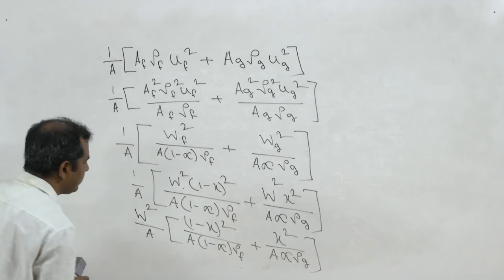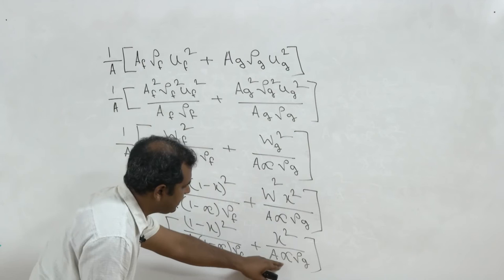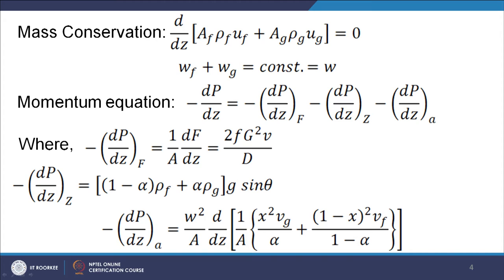So, you can find out it is becoming W square by A into 1 minus x whole square divided by A into 1 minus alpha into rho f, plus x square by A into alpha into rho g. So, the same term I can show you over here. You see W square by A del del z, because this is dp dz. So, del del z will be remaining over here, 1 by A into x square.